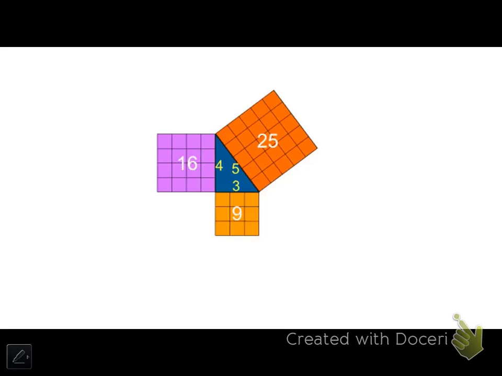Okay, so here's an example. So my area for this is 16, so that means it's going to be 4 here. My area for this is 9, so that means there's 3 blocks here, because it's 3 times 3. Okay, so then we notice that the area is going to be 25, which is going to be the 5 blocks here. And then 16 plus 9 gives me that 25.